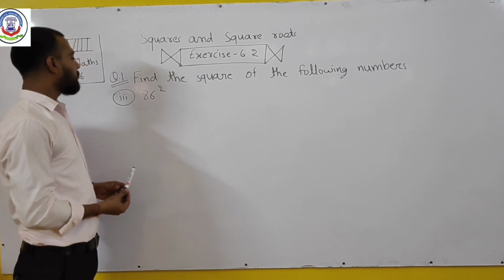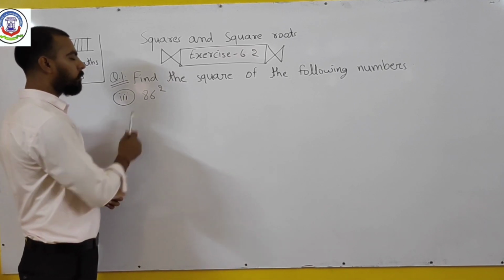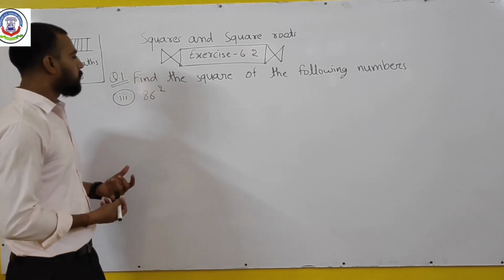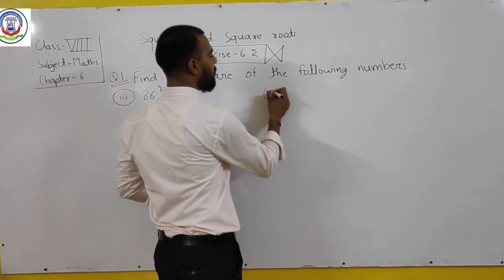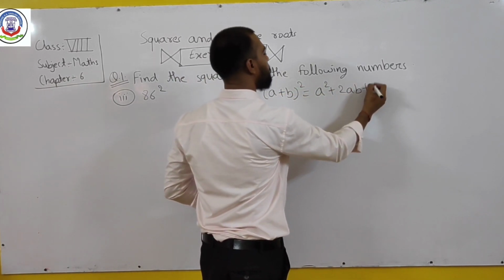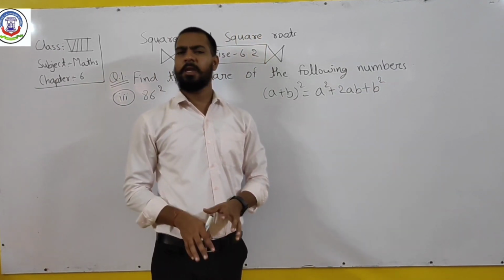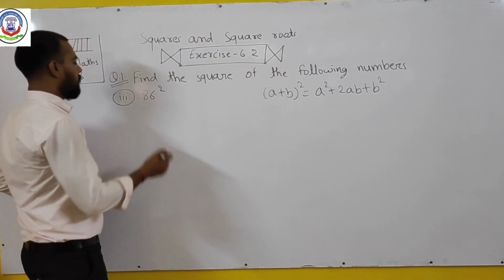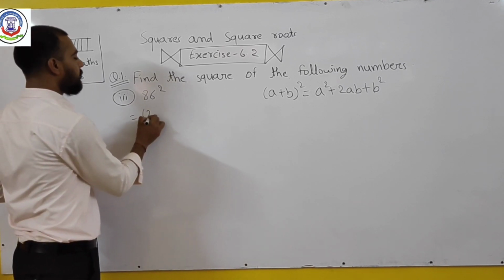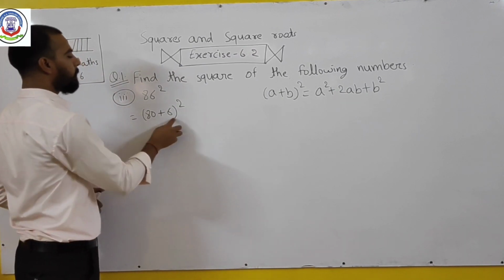Okay, students. Then our next question is find the square of 86. Means we have to find the square of 86. So we will apply the same formula, that is (A plus B) whole square equals A square plus 2AB plus B square. With the help of this formula you can find the square of any number. Now how will you solve it? It is 86, that means 80 plus 6, and you have to find the square of 80 plus 6.